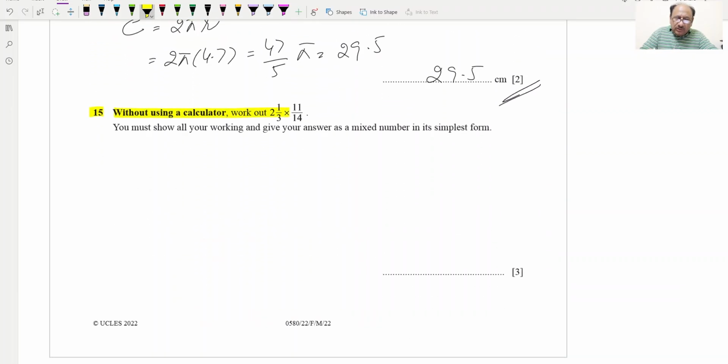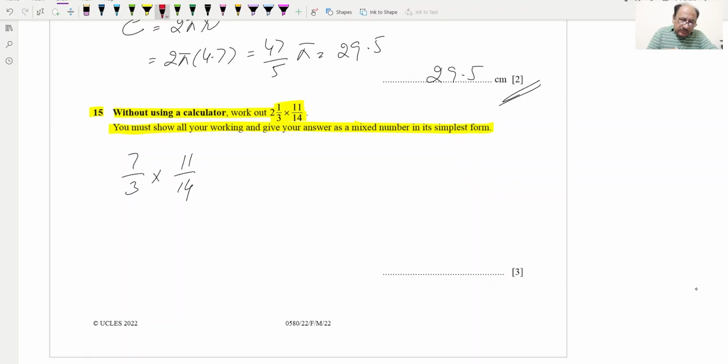Without using a calculator, work out this fraction. So, multiplication of fractions. You must do all your working and give your answer as a mixed number in its simplest form. First of all, 2 whole 1 by 3. We can multiply and then add to get an improper fraction. So 3 2s are 6, 6 plus 1 will be 7. So 7 by 3, and the other one is already a proper fraction, so we can write like this.